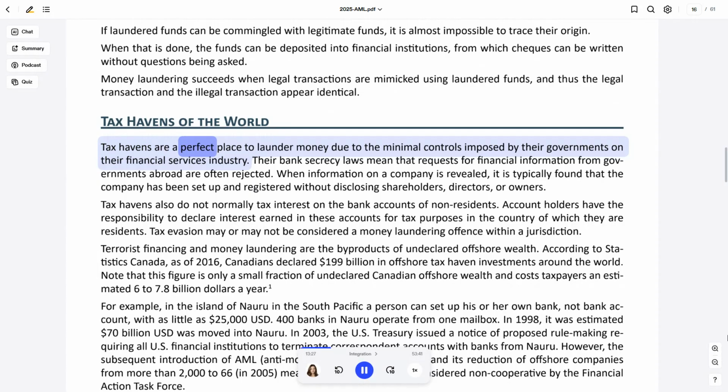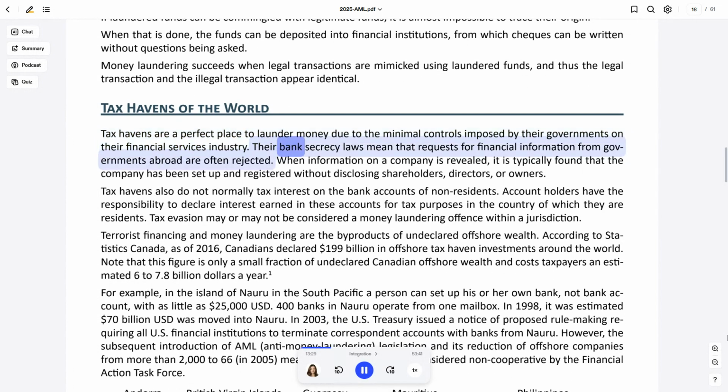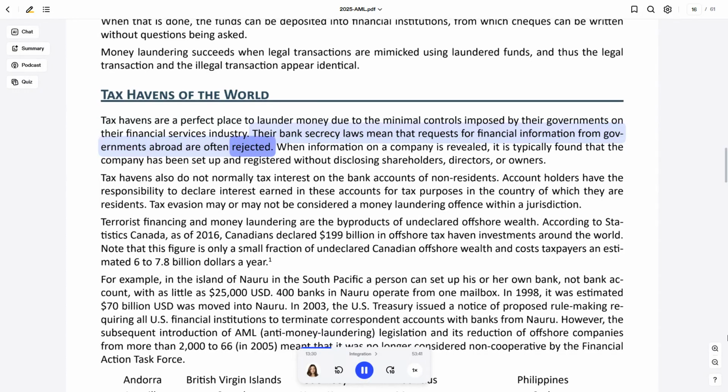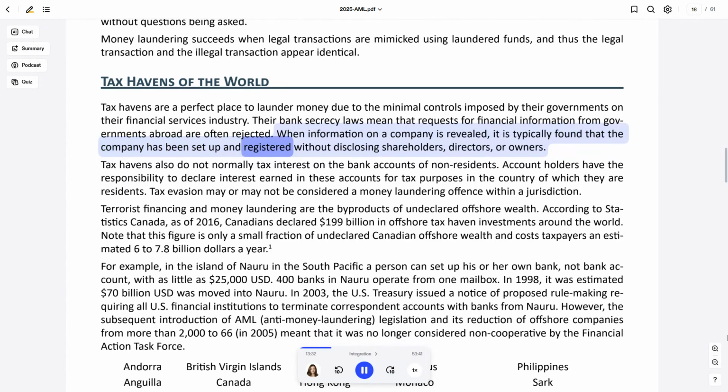Tax havens of the world. Tax havens are a perfect place to launder money due to the minimal controls imposed by their governments on their financial services industry. Their bank secrecy laws mean that requests for financial information from governments abroad are often rejected. When information on a company is revealed, it is typically found that the company has been set up and registered without disclosing shareholders, directors, or owners.